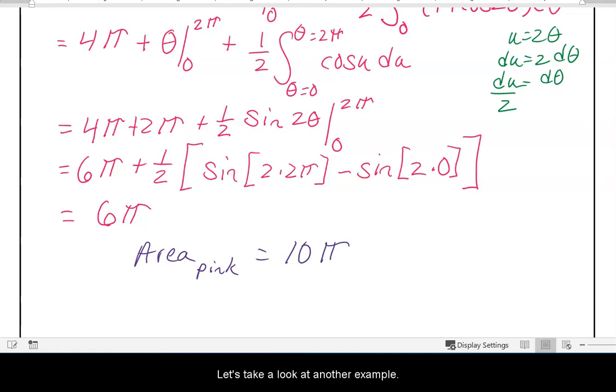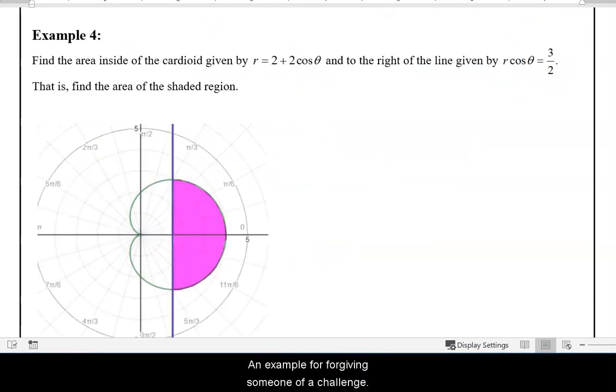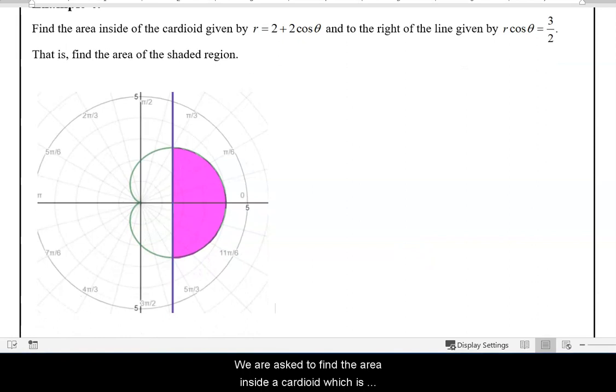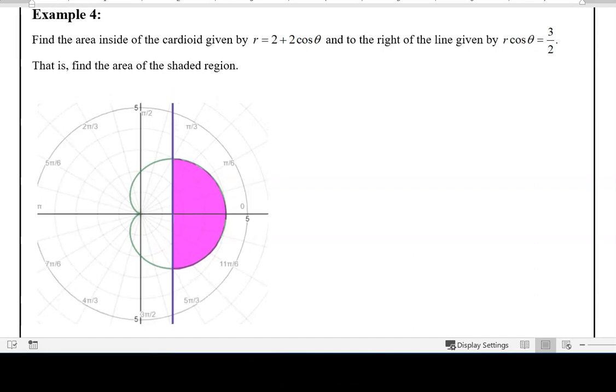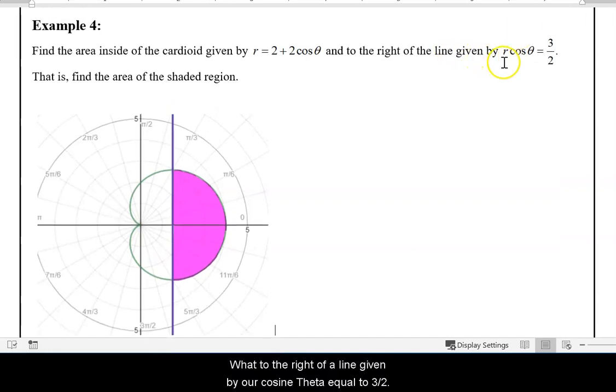Let's take a look at another example. In example 4, we're given somewhat of a challenge. We are asked to find the area inside a cardioid, which is given by the equation 2 plus 2 cosine theta, but to the right of a line given by r cosine theta equal to 3/2.